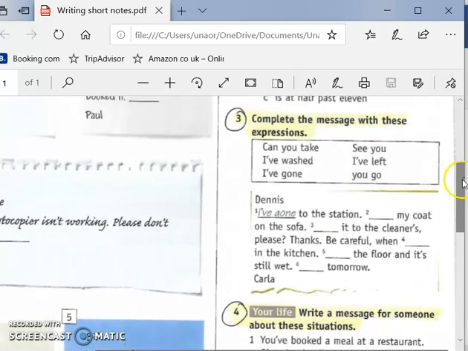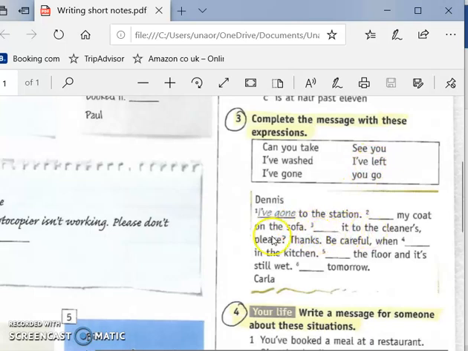So here we go. Complete the message with these expressions. So here's our message, okay? You've got 1, 2, 3, 4, 5, 6 blanks. The first one is done, so you have to fill in the rest of these blanks with the options here, okay? Yeah, I've gone. That's the first one there. Okay, so Dennis, I've gone to the station. Something my coat on the sofa. Okay, so I've left my coat on the sofa.